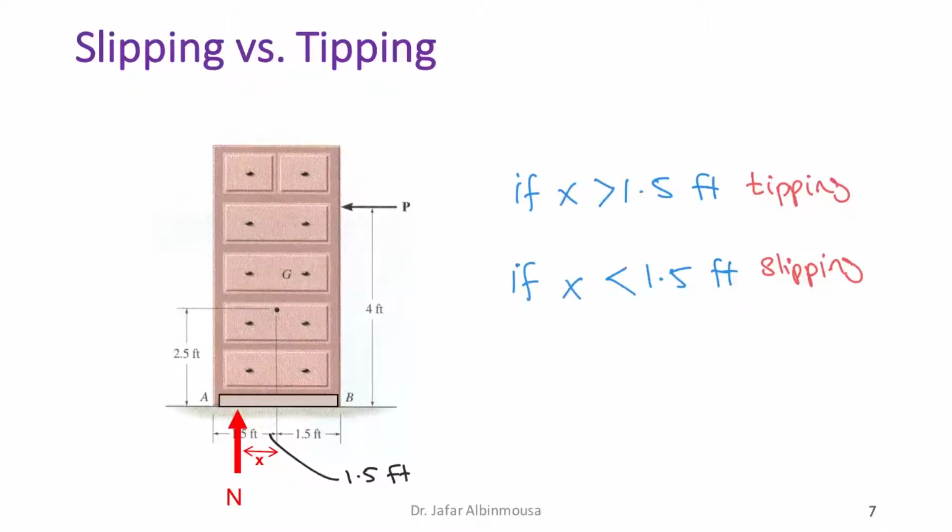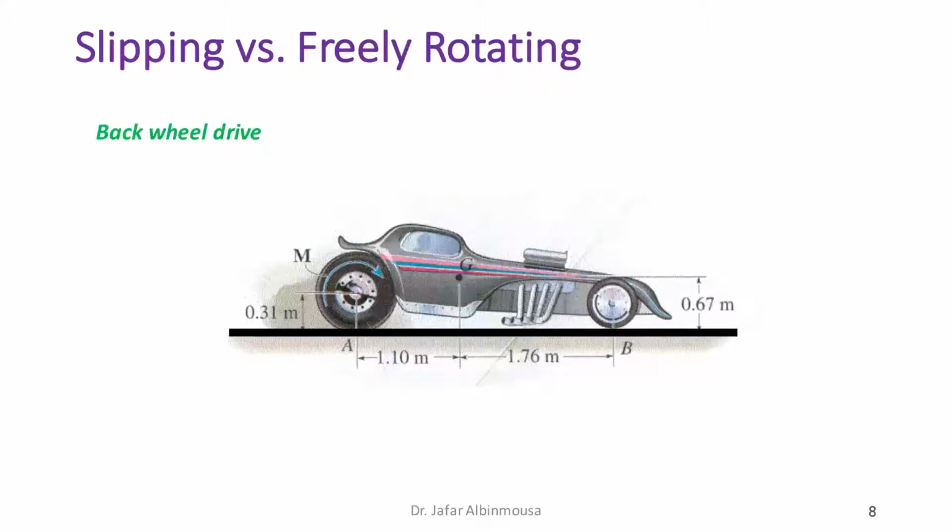Now, as I explained, the normal force will shift. So if the normal force was calculated and shown to be acting beyond 1.5, so somewhere here, that's impossible. This means the chest drawer already tipped. While if the normal force came out to be acting along this distance somewhere, then this is a situation where we have slipping.